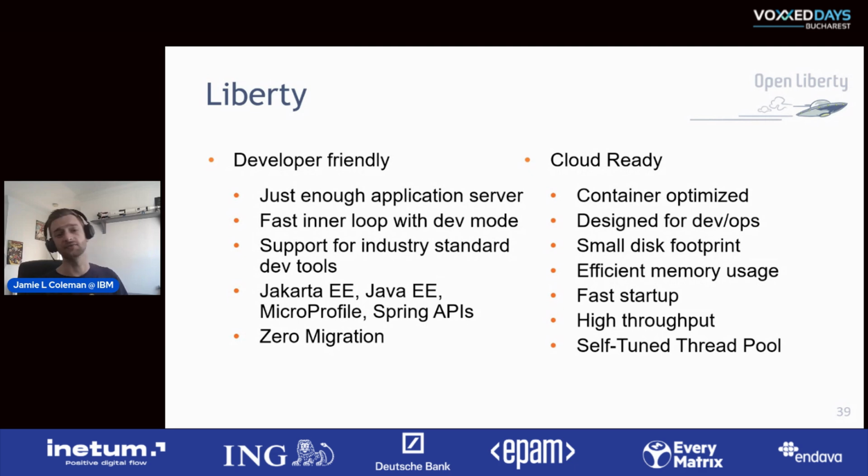And onto the cloud ready side, the second job I did at IBM, after I worked on mainframes, was to containerize OpenLiberty. Again, it has a small disk footprint and efficient memory usage. The throughput is amazing. For example, if I compare the throughput of OpenLiberty with Spring compared to, say, Tomcat, you nearly got double the throughput. So hopefully that would mean you need half the services and half the resources on the cloud. And it has a self-tuned thread pool, so as a developer, you don't have to worry about any of that.